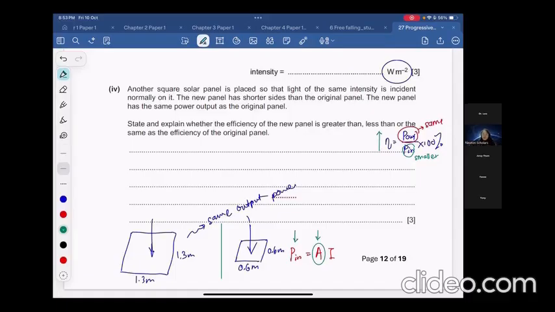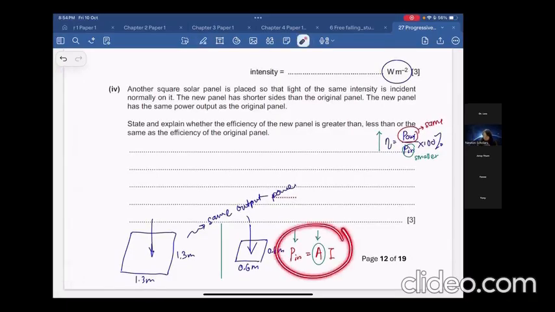I'm small, but I can produce the same output as you. I receive less, but I produce a lot out. Do you get the idea of this? Theoretically, we can think in this way, P equals A I. My area becomes smaller, so the power that I receive as input is actually a small value. But my power output is the same. So a value divided by a small value, your efficiency actually becomes higher.